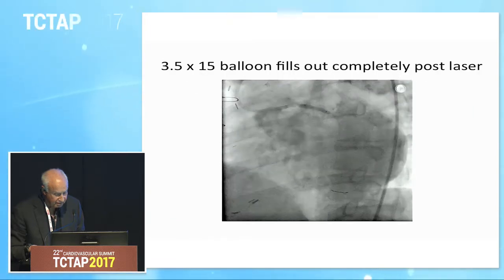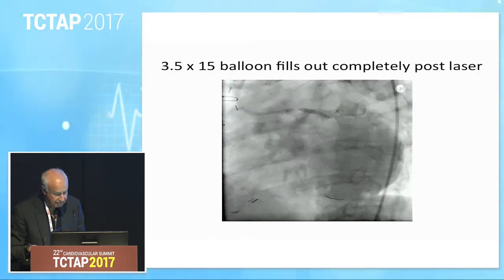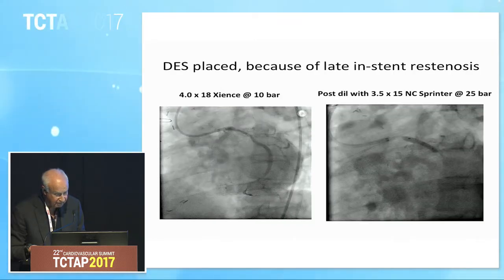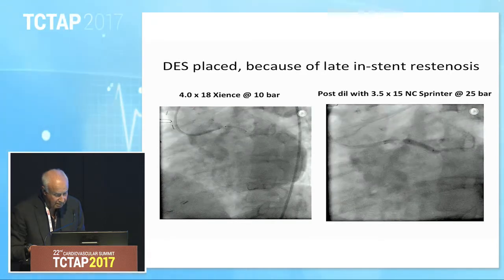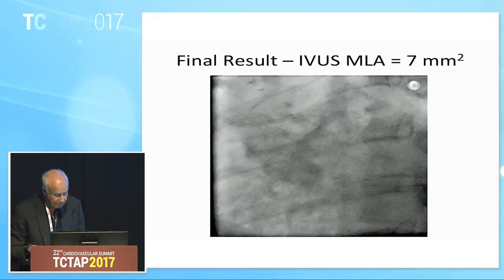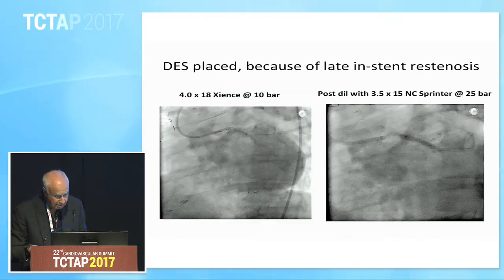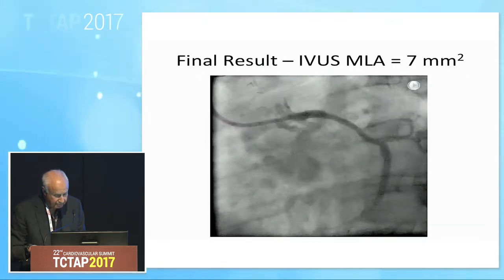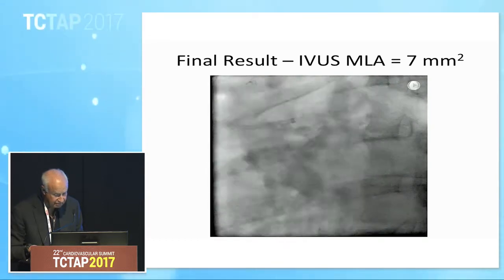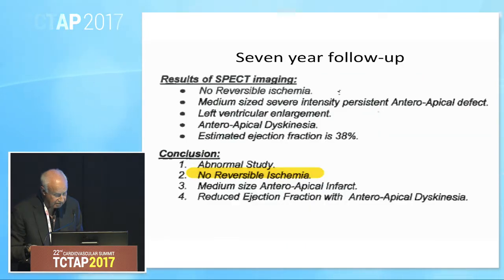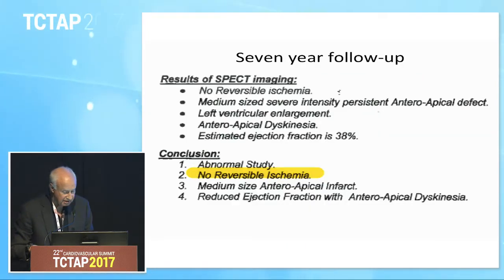So we now have a fully expanded balloon. We went ahead and put in another stent, which was a Xience stent of 4.0. And the final result looks like that. This patient is also out 7 years. He had a 7 square millimeter MLA, and he has a normal stress test. He's not had any angina. He's at full and unlimited activity.